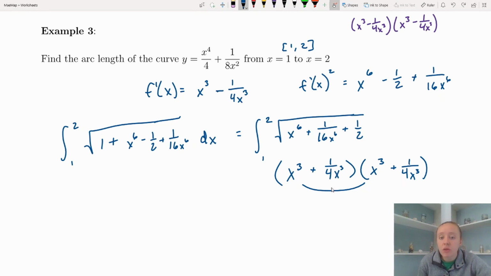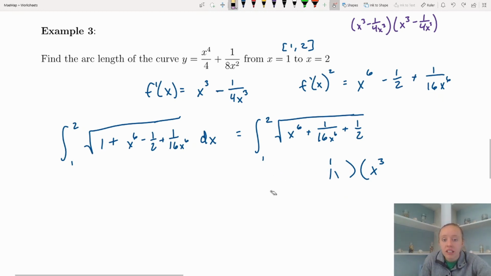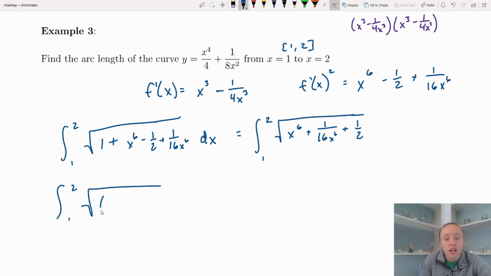And then if you look at x cubed times 1 over 4x cubed, that's 1/4. And then I'm adding that to x cubed times 1 over 4x cubed, which again is 1/4. And 1/4 plus 1/4 is indeed 1/2. So what's underneath my radical is equivalent to, writing this out, square root of x cubed plus 1 over 4x cubed, squared, because this was my perfect square.